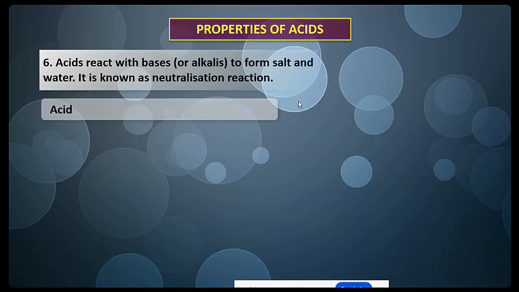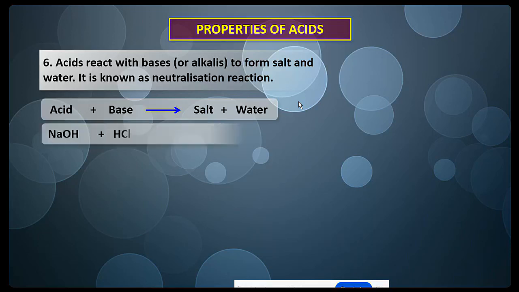So here, acid plus base gives rise to salt plus water. The example for acid is HCl and the example for base is NaOH. So NaOH is a strong base and HCl is a strong acid. Okay, HCl is what? A strong acid. And NaOH is what? A strong base. Both are combining together.